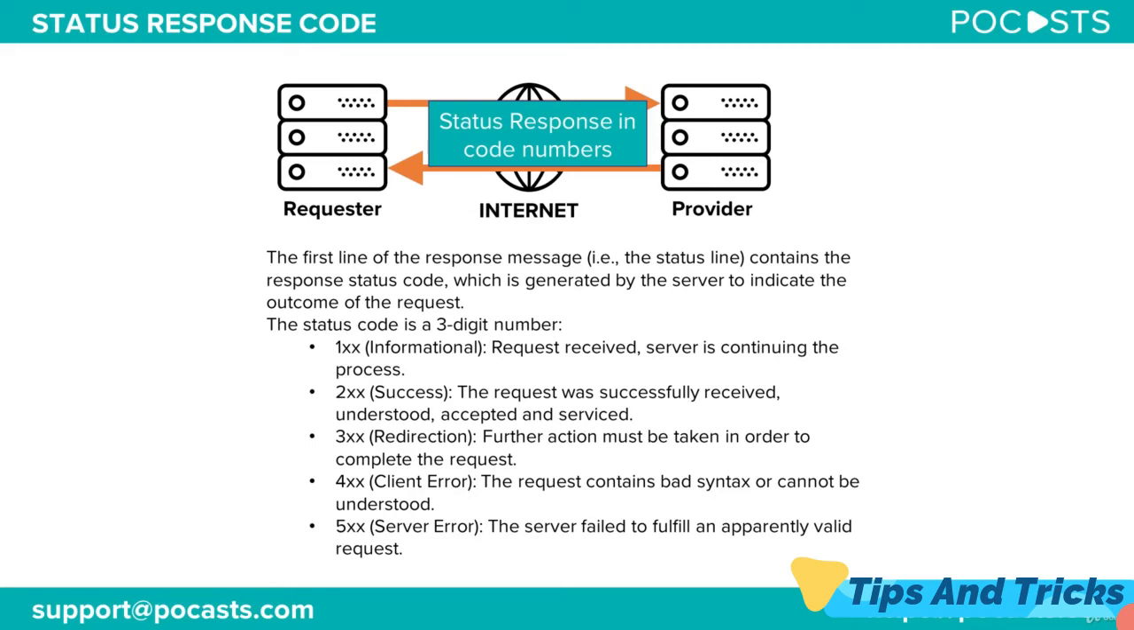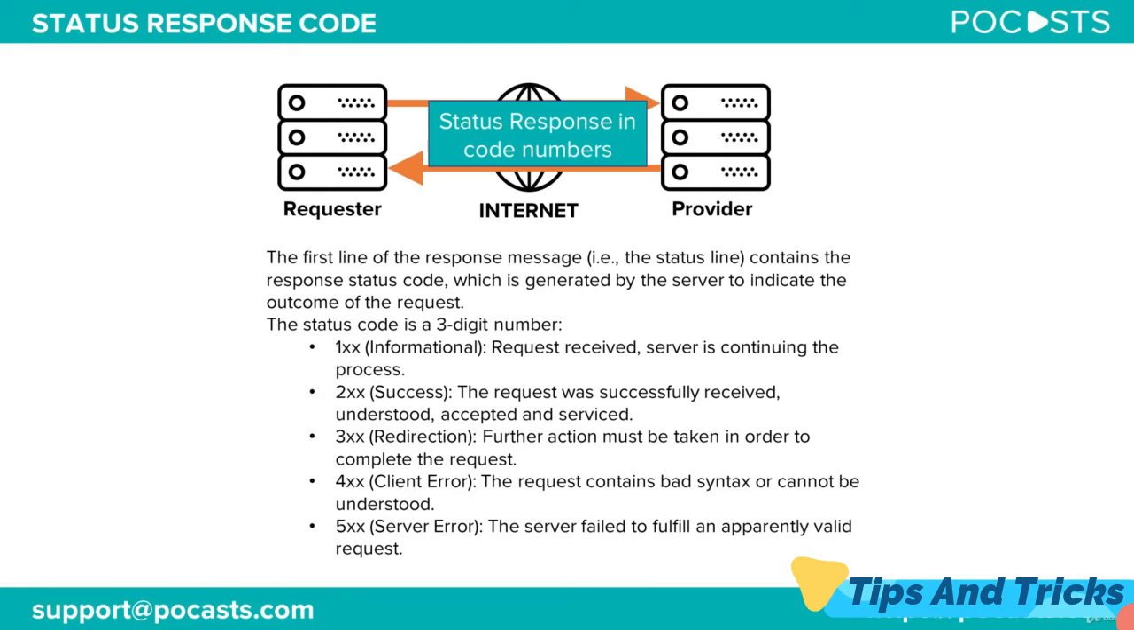If the code starts with 1, it actually means the request is received and the server is continuing the process. Why would the server want to send 100 or 101 information back to the requester? It could basically be a technical acknowledgment to say, I received your message but I'm still processing it. The 200 generally says, okay, I understood your request and this is the output and everything has been served.